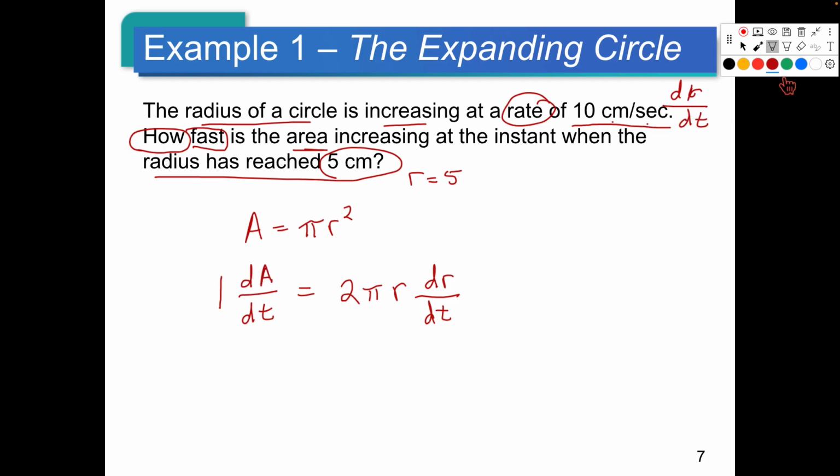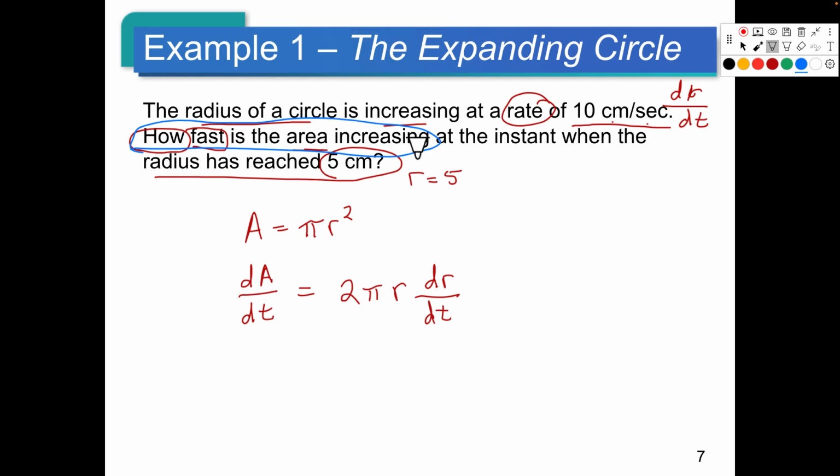I'm going to erase this 1 now, just because it's kind of a helper. 1 times anything is there. So now do we know? Let's look back at the question. dA/dt, how fast is the area increasing? That's really our question. So notice we've already got it solved for dA/dt. So all we've got to do is work over here, come up with a number.